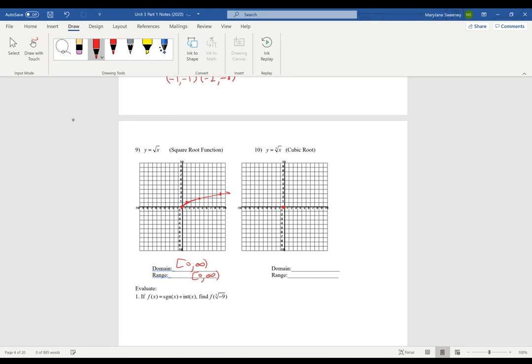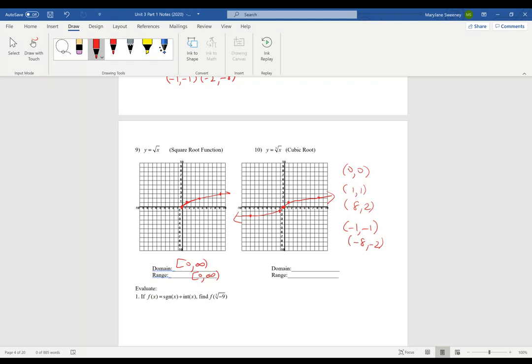So 0, 0, 1, 1, 8, 2. The cubic root of 8 is 2. Cubic root of -1 is -1. Cubic root of -8 is -2. It looks like this stretched out S-looking shape. So 0, 0, we're going through 1, 1, through 8, 2, -1, -1, -8, -2.